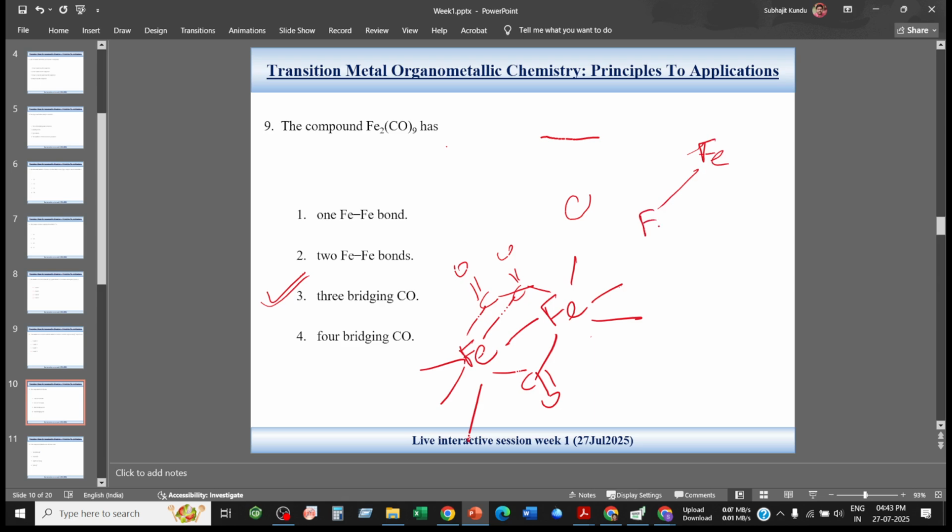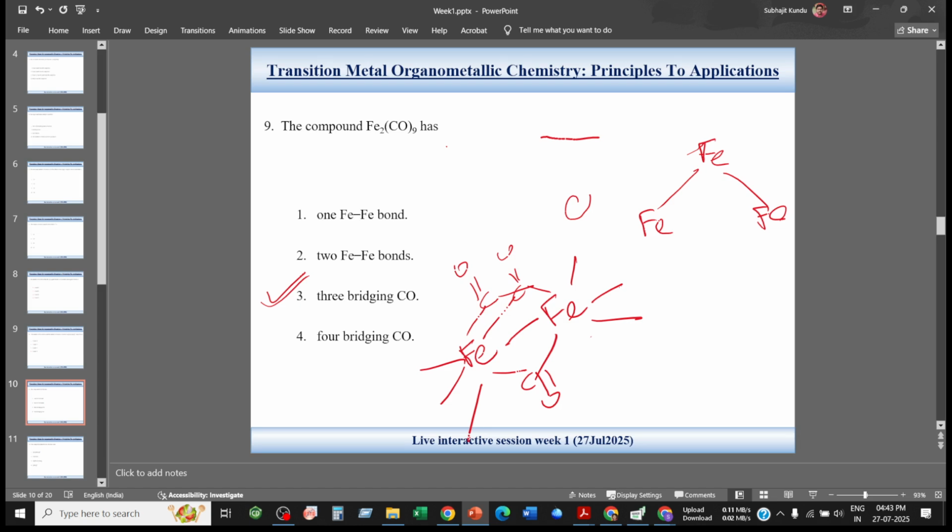Here the interesting thing is the number of bridging CO. One of the irons will not perform bridging and the other two will perform the bridging. Look for the structure when you read this content in the upcoming slides. Also the structure of the osmium compound Os3CO12.